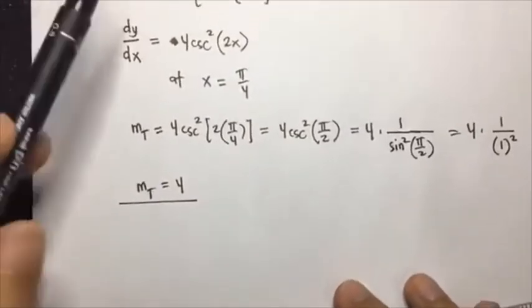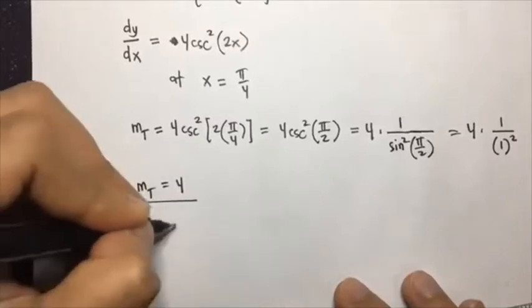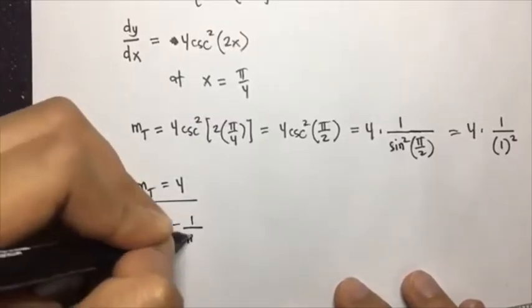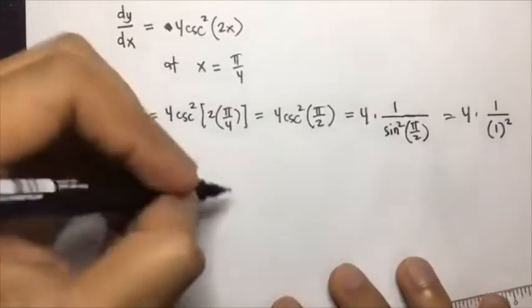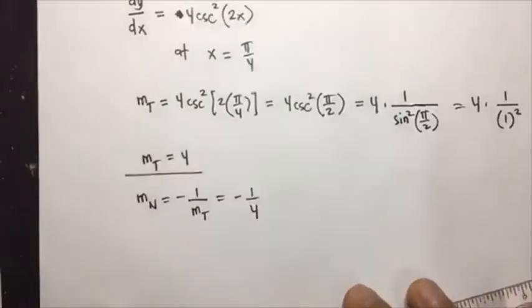Also, since we are going to solve for the normal, the slope of the normal is equal to the negative reciprocal of the slope of the tangent. Therefore, the slope of the normal is negative 1/4.